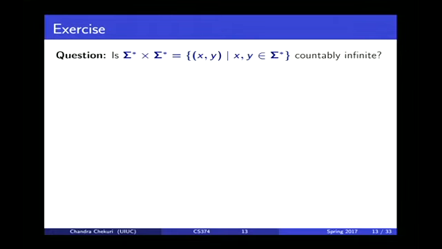Now what about this? This is an exercise for you. Now I'm interested in pairs of strings. To make you think about 173: in 173 you probably proved that the set of rationals is countably infinite. What are rational numbers? A by B. Instead of thinking of A by B, you can think of it as A comma B. So if I told you I'm interested in tuples of numbers, A comma B, why is that countably infinite?